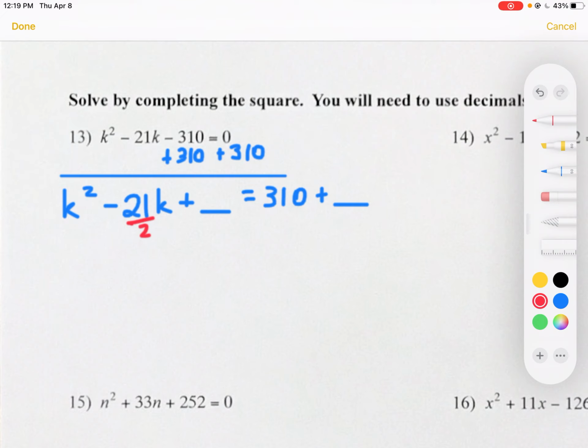You're going to take 21 divided by 2 and get 10.5, okay? If you square that number now, so I get 10.5, then I square it. That turns into 110.25. That goes in both blanks. Okay, so none of the steps change. You're just going to have some decimals.